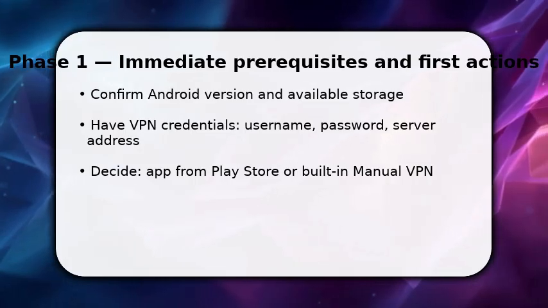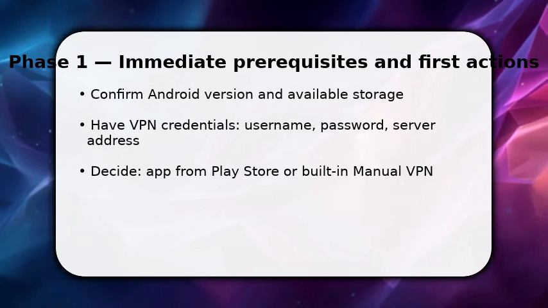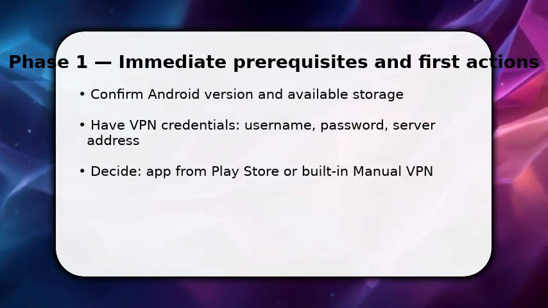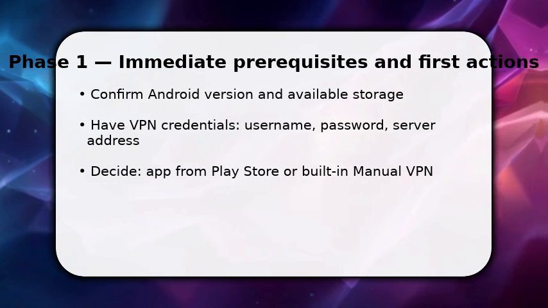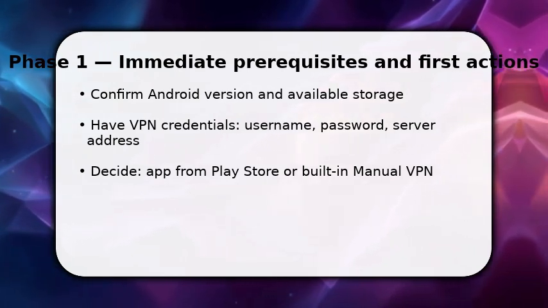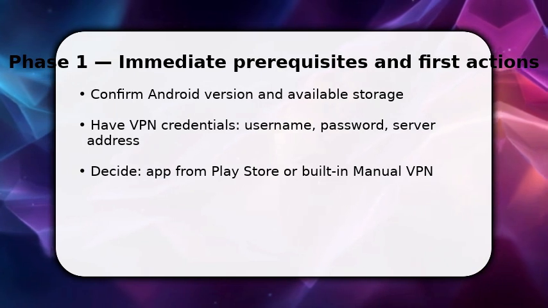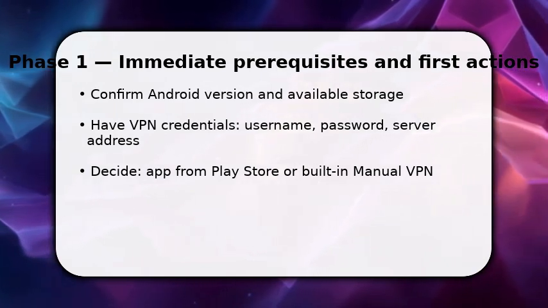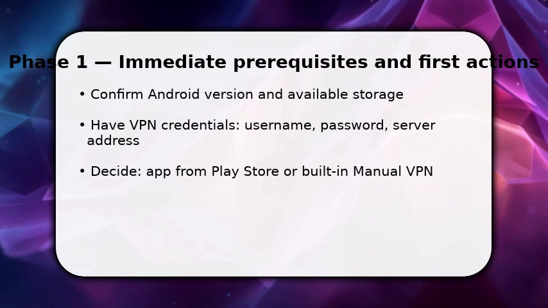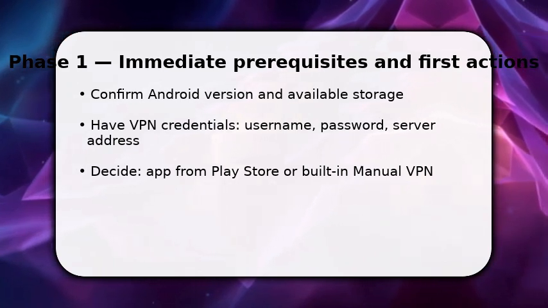You start by confirming your Android version and making sure you have the VPN credentials on hand: username, password, and server address. Once done, decide whether to install the provider app from Google Play or set up a manual VPN in Settings. Navigate to Settings, Network and Internet, VPN to begin.